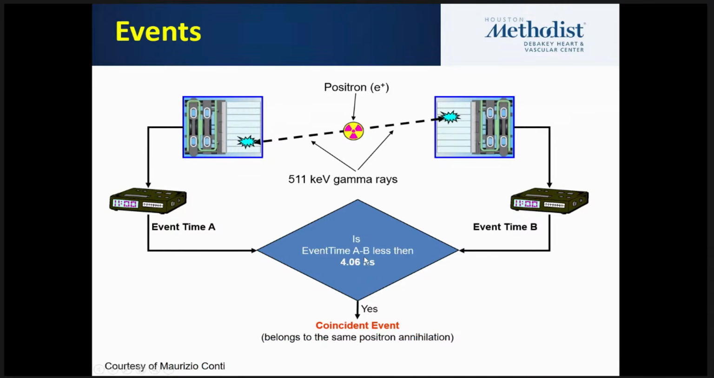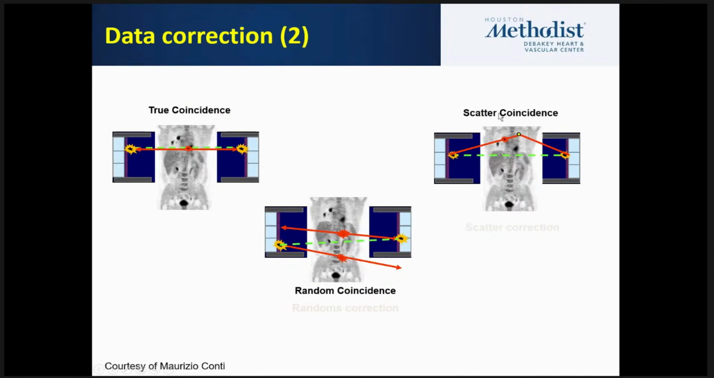And if the time between the two is less than 4.06 nanoseconds, so we're talking here nanoseconds, then we will call it an event, and it will be recorded as a true positron annihilation, and it will be recorded at this point that there was some positron.